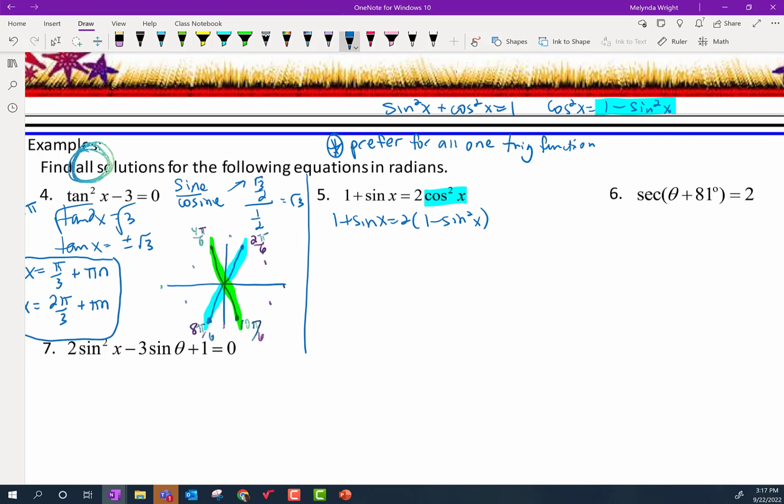Now, as we solve, we want to distribute, combine like terms, and move everything to the left. So 1 plus sine x equals 2 minus 2 sine squared. So I'm going to move the sine squared over, so 2 sine squared plus sine minus 1 equals 0. Okay, so I'm going to pause for a moment. Is everybody okay? Okay.